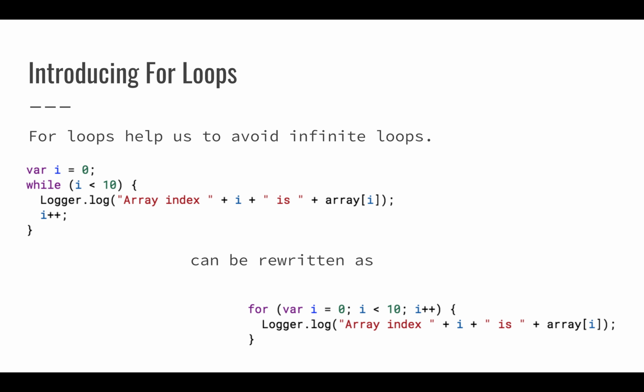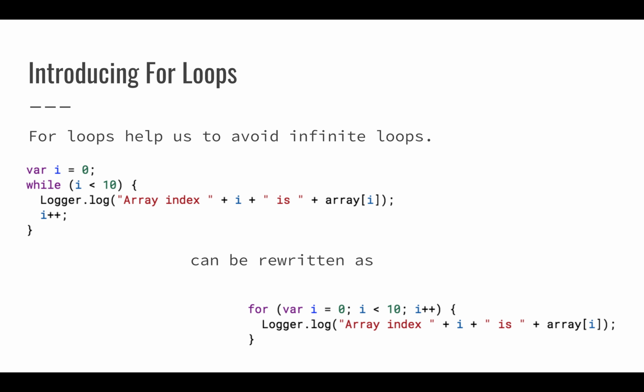So if you look at the code on the top where I have var i equals 0, while i is less than 10, and let's assume that this is code that's iterating through an array and logging what each array value is, and then we add 1 to i at the end, we can actually rewrite that using a for loop. So a for loop: for var i equals 0, while i is less than 10, i plus plus, we're going to log this statement, array index i is, and whatever that value is.